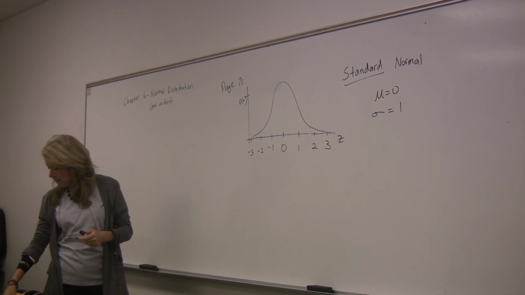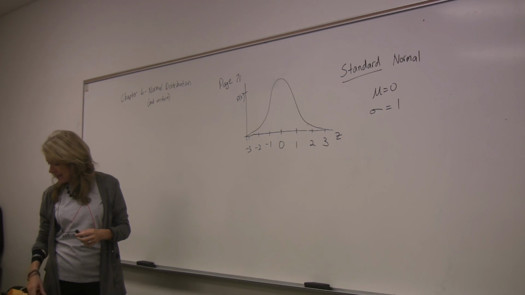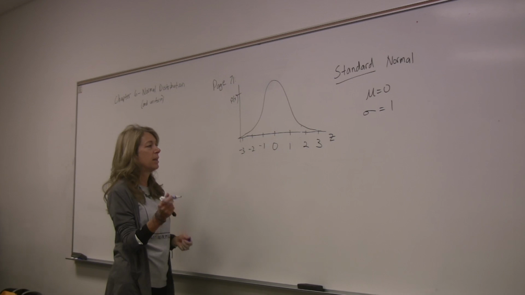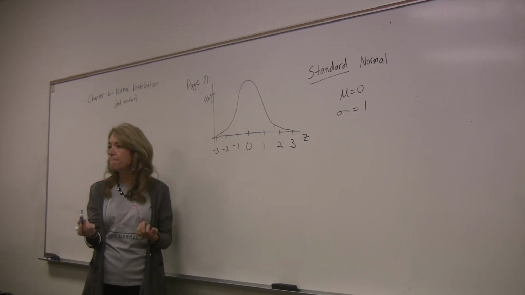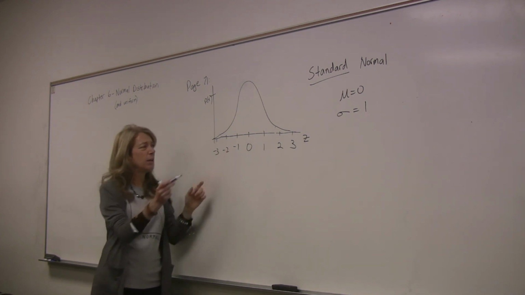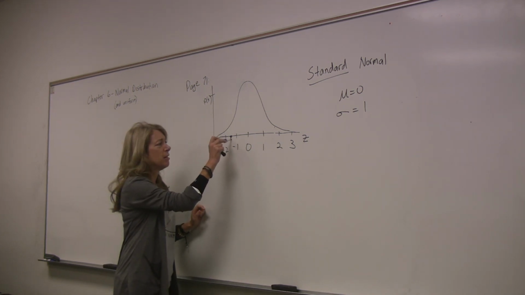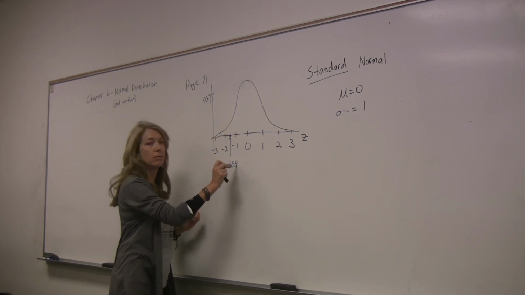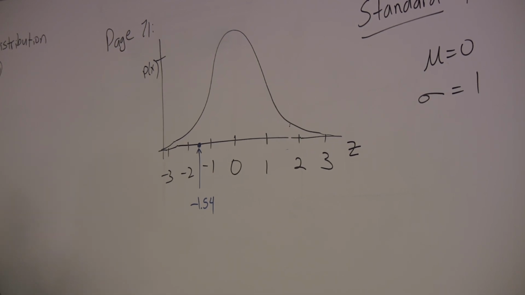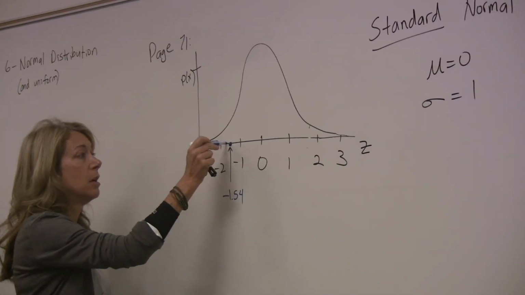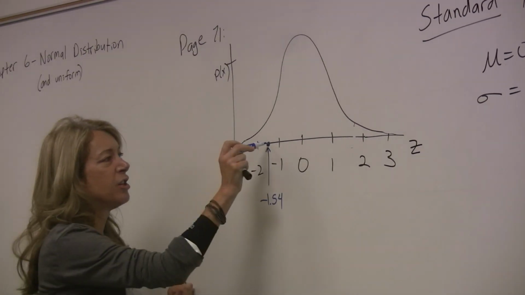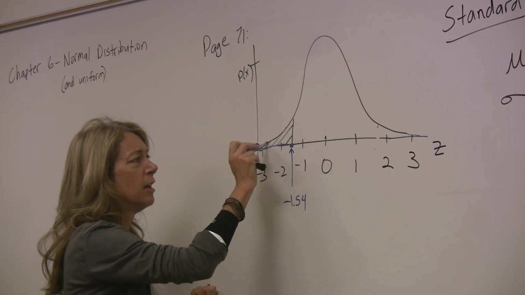Example 3a. Find the probability that the Z-score is less than negative 1.54. Where's negative 1.54? In between negative 1 and negative 2, somewhat almost halfway between. Approximately right here. There's negative 1.54 on the number line. And if I want less than that, I need to go to the left. And if I shade under my curve, I get this weird little shape.